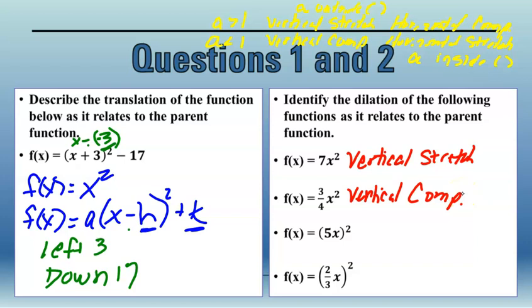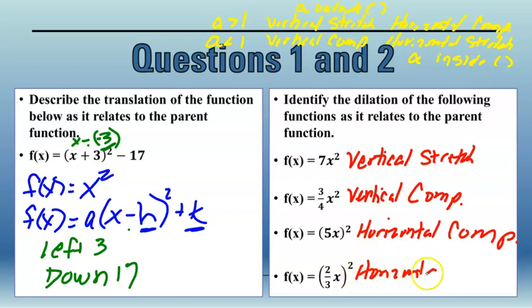The next one, f of x equaling 5x squared, where the 5 is on the inside, our a is on the inside of the parentheses, so that tells us this is horizontal. And because this is greater than 1, this is a horizontal compression. And then f of x equaling 2/3 x squared, where the 2/3 is on the inside, this is horizontal. And because it's less than 1, that would be a horizontal stretch.